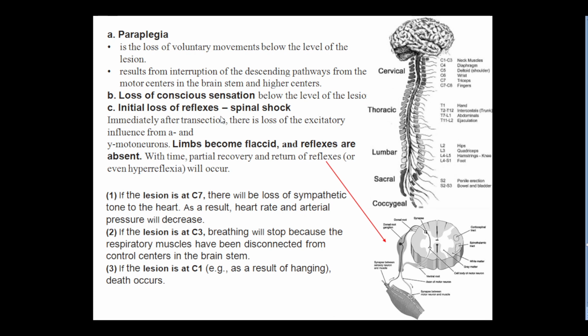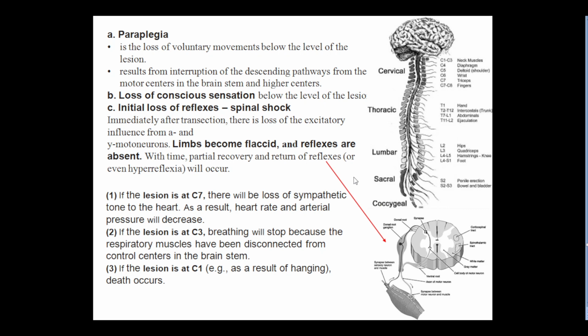And the final one, the spinal shock. Here you can have 2 stages. Immediately after transection, there will be loss of all the reflexes, and limbs become flaccid and reflexes are absent. But after some time, there will be partial recovery and return of reflexes, and even hyperreflexia, because control of the brain is lost over the spinal cord.